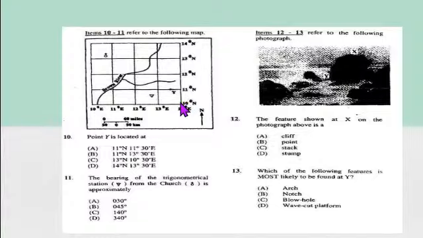So it would have been B, 11 degrees north here and 13 degrees and 30 degrees east. So it would have been letter B for number 10. Number 11.